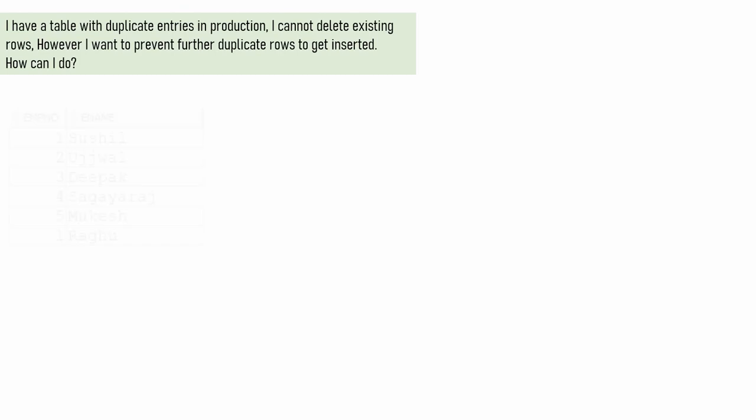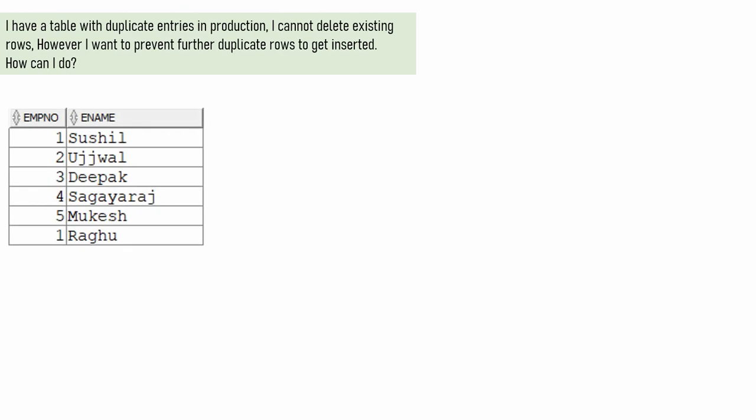Let us assume that we have a table called employee which contains two columns, employee number and employee name, and it contains a few duplicate entries, like Sushil with employee number 1 and Raghu with employee number 1. The requirement is that I will not be able to delete the existing duplicate records, but it should not allow further duplicate records to get into this table. So that is the requirement.